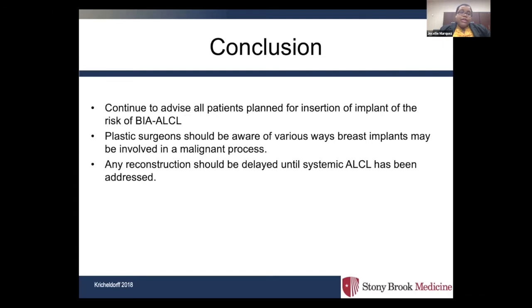In conclusion, we should continue to advise patients planning for insertion of textured implants, especially about the risk of BIA-ALCL. Plastic surgeons should be aware of the various ways implants may be involved in an inflammatory process, and further studies are needed to investigate the relationship. Any reconstruction should be delayed until the systemic ALCL has been addressed.